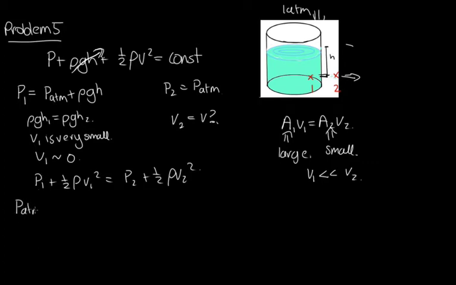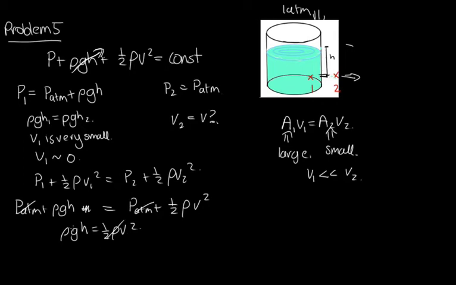P1 is the atmospheric pressure plus rho GH. V1 is approximately 0, so that term's actually 0, so we can leave it off. P2 is atmospheric pressure plus a half rho V squared, where V is the velocity we're trying to find. So these atmospheric pressures cancel out, and we have rho GH is equal to a half rho V squared. So these rho's cancel each other out. And so we've got that V squared is equal to 2GH, and so the velocity is equal to the square root of 2GH. And that is how we can solve that problem.